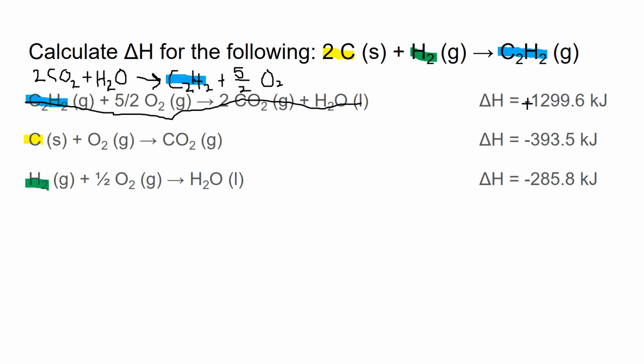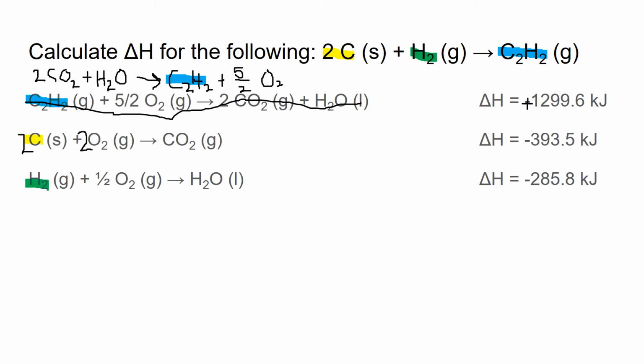Now we have to make sure we have the correct amounts. Let's start from the end this time. C2H2, there's 1 mole, and there's 1 mole here. Okay, don't mess with it. 1 H2, 1 H2, don't mess with it. Here we have 2 carbons, and here we only have 1 carbon. That means we need to multiply this second equation by 2. So we're going to put a 2 in front of everything.